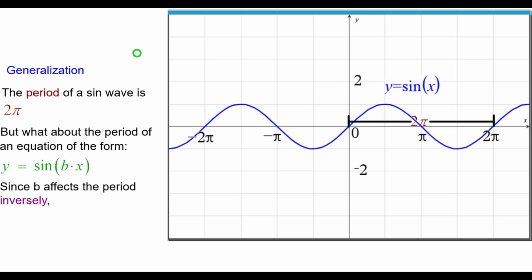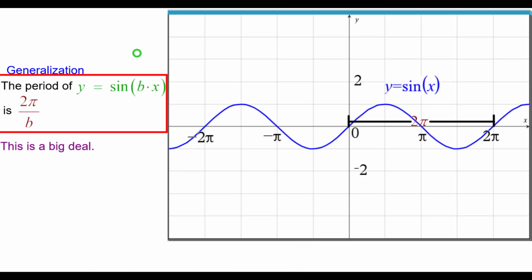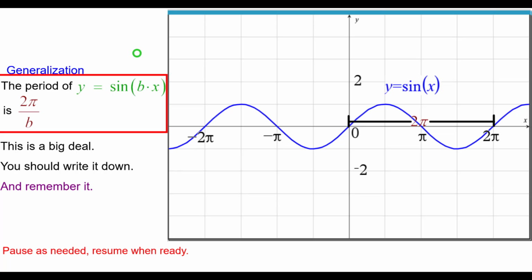Since b affects the period inversely, the normal period is multiplied by the reciprocal of b, which is 1 divided by b. That is, the period of y equals the sine of the quantity b times x is 1 over b times 2 pi, and we can write that as a single fraction as 2 pi divided by b. So the period of y equals the sine of the quantity b times x is 2 pi over b. This is a big deal. You probably should write it down and remember it. Pause as needed.